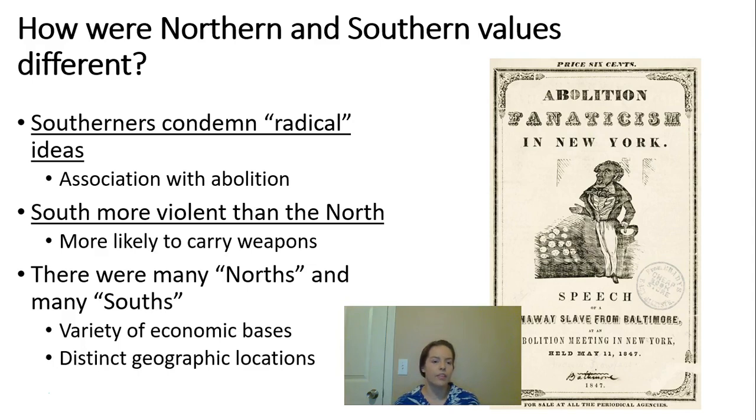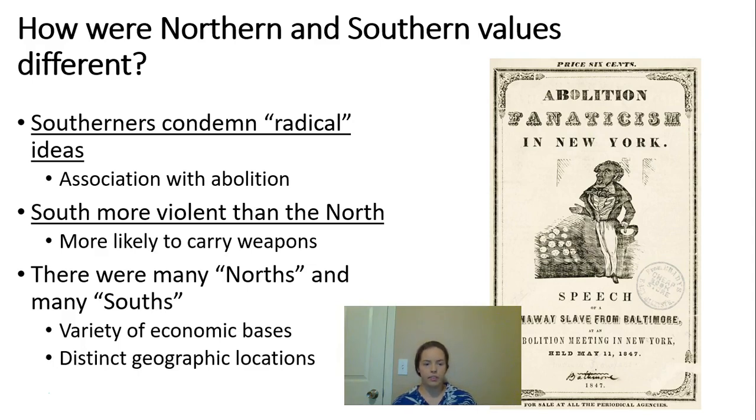Another interesting thing is that the South is going to be more violent than the North. And you could make an argument that this is because the white plantation owners had to punish their slaves. So they're more likely to carry weapons, they're more likely to use weapons, and it starts with their slaves. Because again, if the slaves aren't working fast enough, then they can be whipped, they can be beaten, and so Southerners are going to have those weapons ready to go just to punish their slaves.